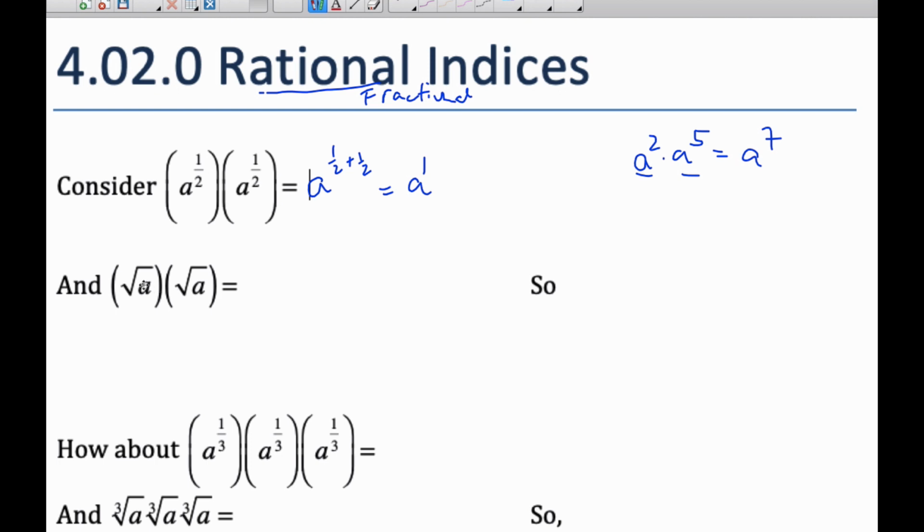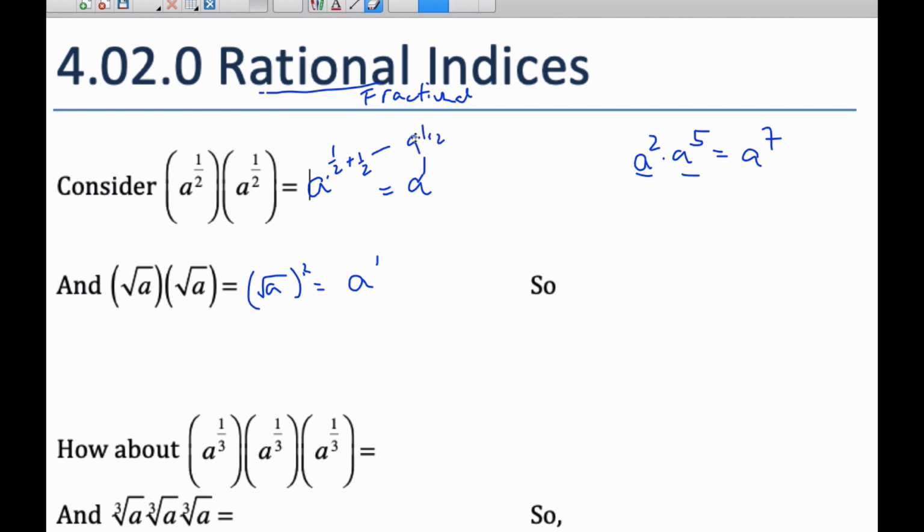But I also know that if I go square root of a times the square root of a, that's the same thing as saying the square root of a squared, which I also know is a to the power 1. So it looks like if these are both the same, and these are both the same, because I could also think of this as a to the 1/2.